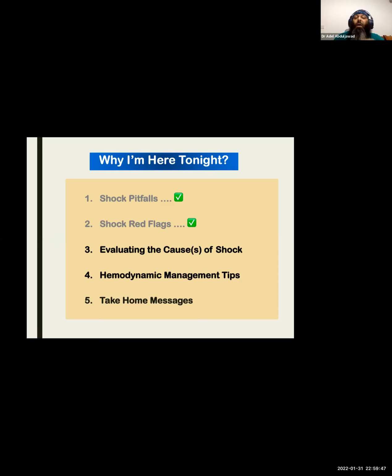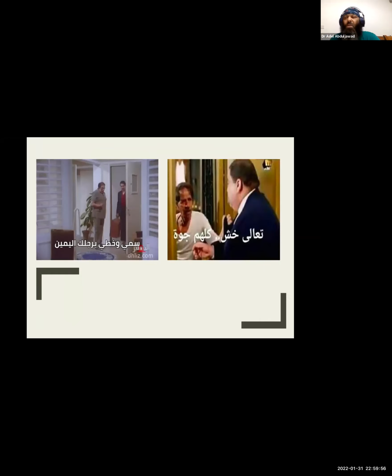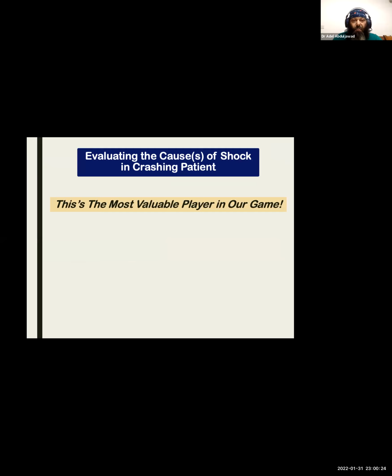The role of you as intensivist is to evaluate the underlying causes of shock. So this is your role, because now we have a patient who has undifferentiated shock. So welcome to the room with a patient who is crashing and hypotensive, and you don't know what's the etiology or what's the clear source of hypotension.